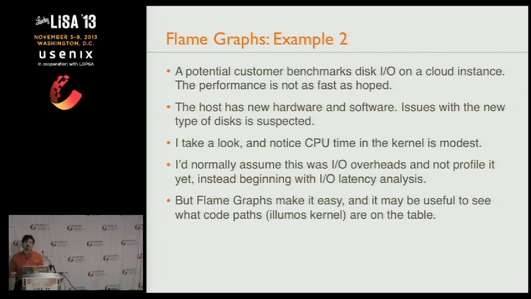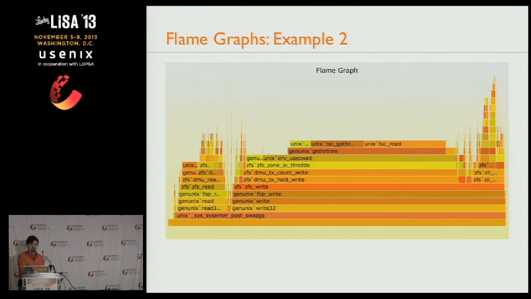Because flame graphs make it so easy, I will just roll a flame graph, because I can do that in a couple of minutes, just in case there was a kernel system time issue. Now, previously, I just wouldn't do this, because profiling the kernel and understanding it takes 10 minutes, 20 minutes. It just takes longer. But because flame graphs mean I can do it so quickly, I'm now using it in situations where I wouldn't have before. That's what it looked like.